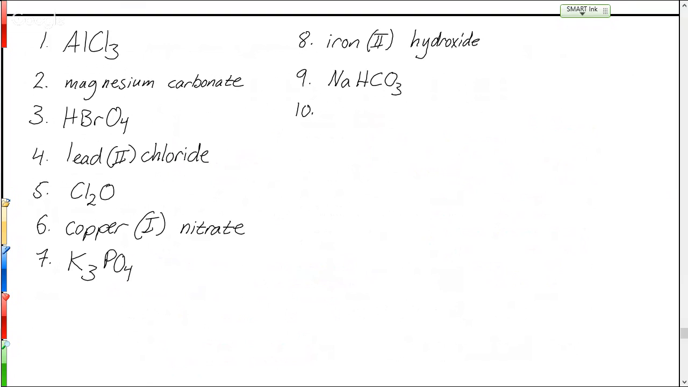10. This one can be tricky if you don't put it in the right category. So H2SO4, which category does that belong in? It's an acid. So we have to recognize that because the H's are first, that needs to be named like an acid, not like a covalent compound. So that means we call this one sulfuric acid because SO4 2- is sulfate ion. So sulfate becomes sulfuric acid.